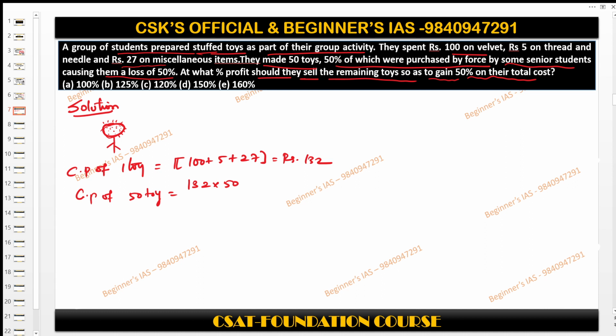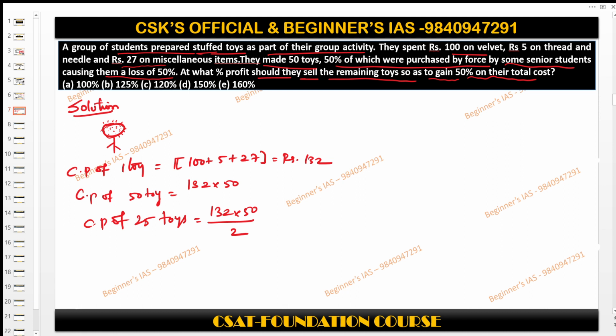Now my question is, what would be the cost price of 25 toys? 3,300, sir. No, no. Oh, yes, fine. You have found everything directly. Very good. So here the cost price of 25 toys is nothing but 125 into 50 by 2, isn't it?